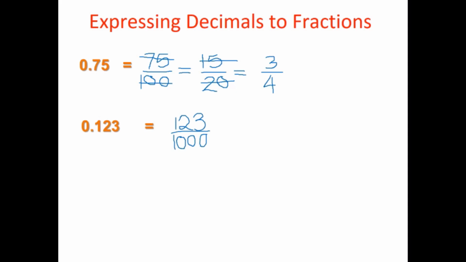4 can cut 1000, but definitely 4 cannot cut 1 to 3. 5 can cut 1000, but 5 cannot cut 1 to 3. So I don't think there's anything in common, so we leave our answer like that. Okay. So if there's nothing in common, you just leave your answer. This way, you don't need to simplify further.